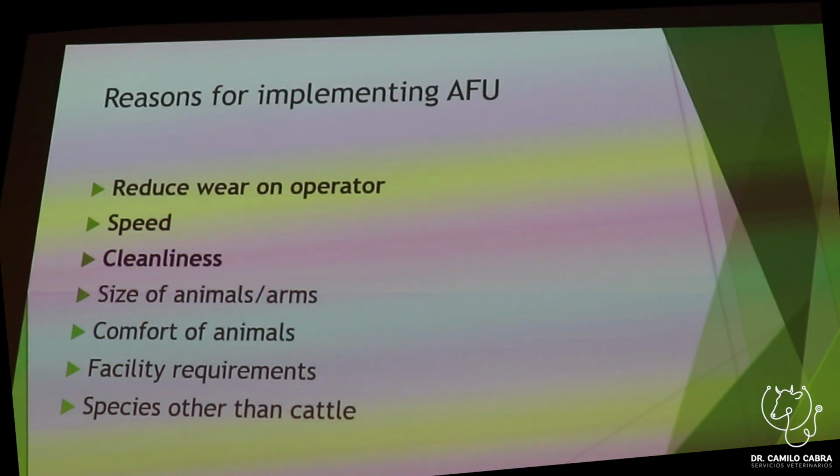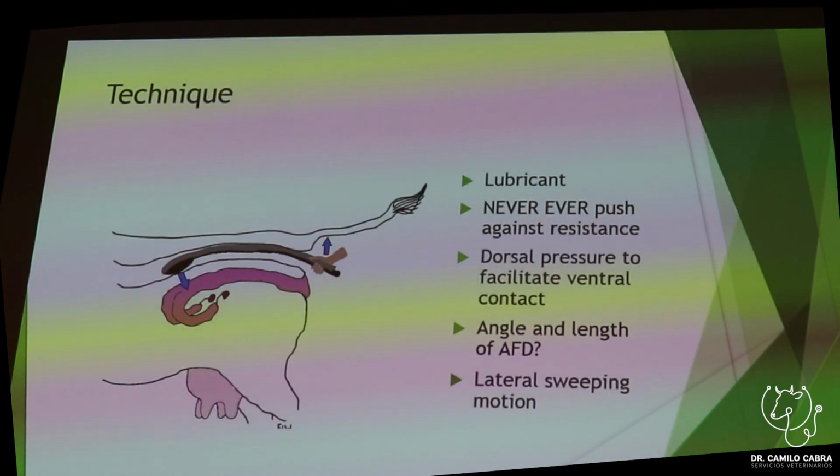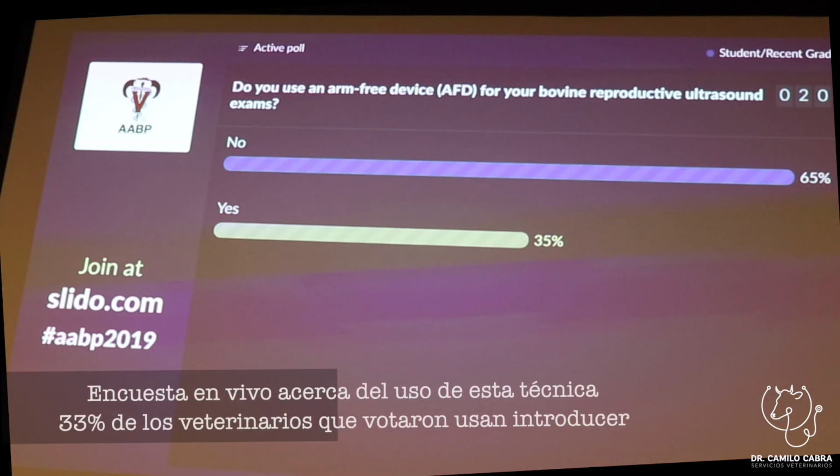So reasons that you might want to implement arm-free ultrasound. I put the top three in bold because these are the things that we hear just over and over again. It reduces wear on the operator. You don't want to grow old and have a bum shoulder because you've been in so many cows every year. Speed is a big one as well, and of course, cleanliness. And these are the things that come around time and time again. However, we also hear, and you potentially save your shoulder over time. Okay, so technique-wise, there's really not much to it. Make sure to use a lot of lubricant, and obviously just don't push if you feel resistance.